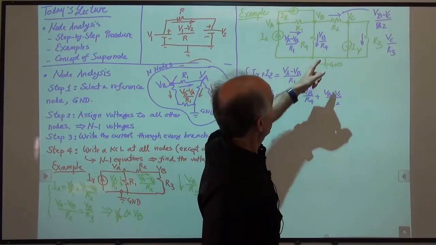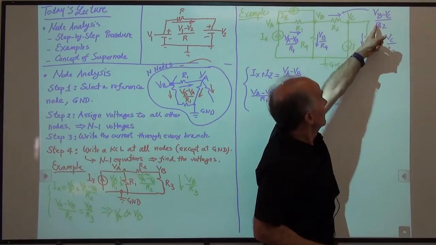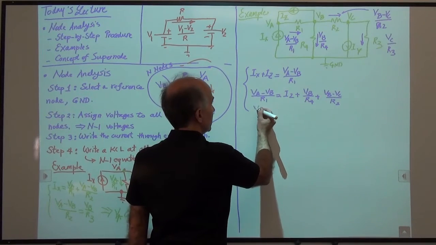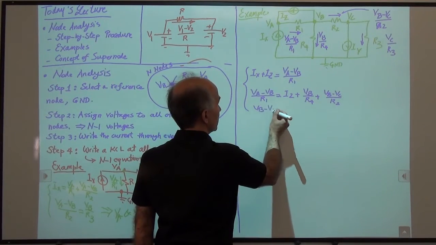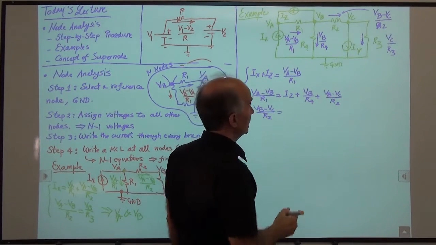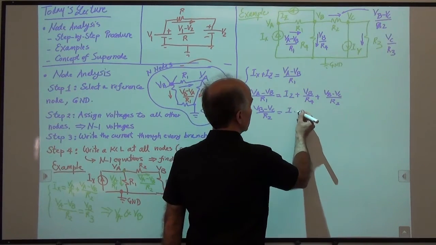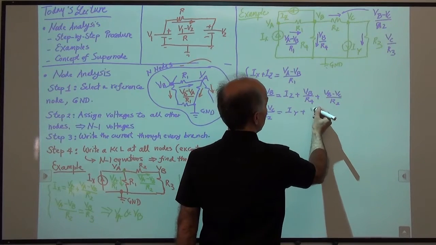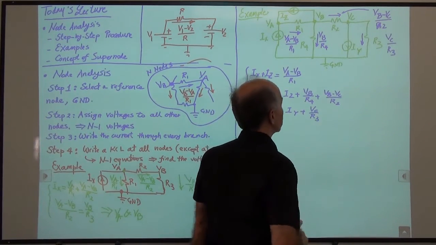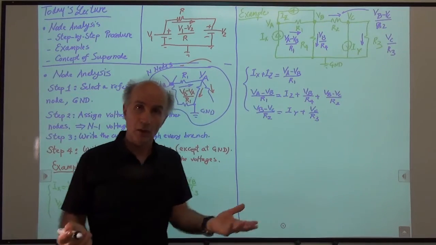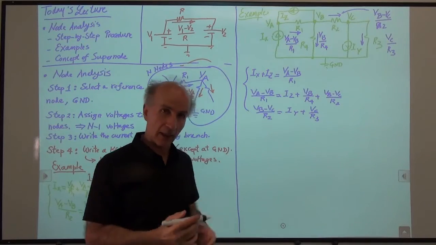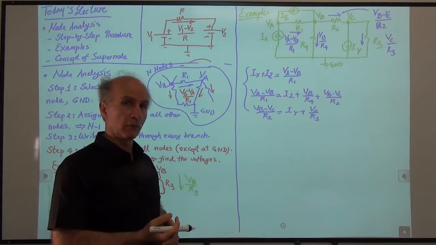We need 1 more equation, and that would be the KCL at this node. So a current is coming in. This current is coming in equal to that value, and these 2 are going out. So we say VB minus VC over R2 coming in is equal to IY going out plus VC over R3 also going out. So now we have 3 equations and 3 unknowns, VB, VC, and VA. So we can find all 3 voltages.